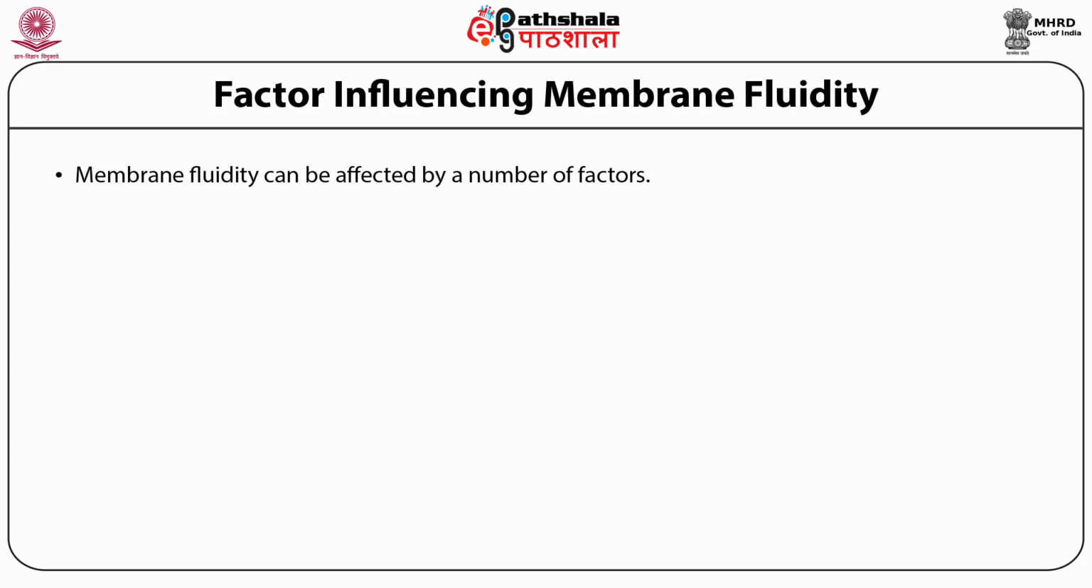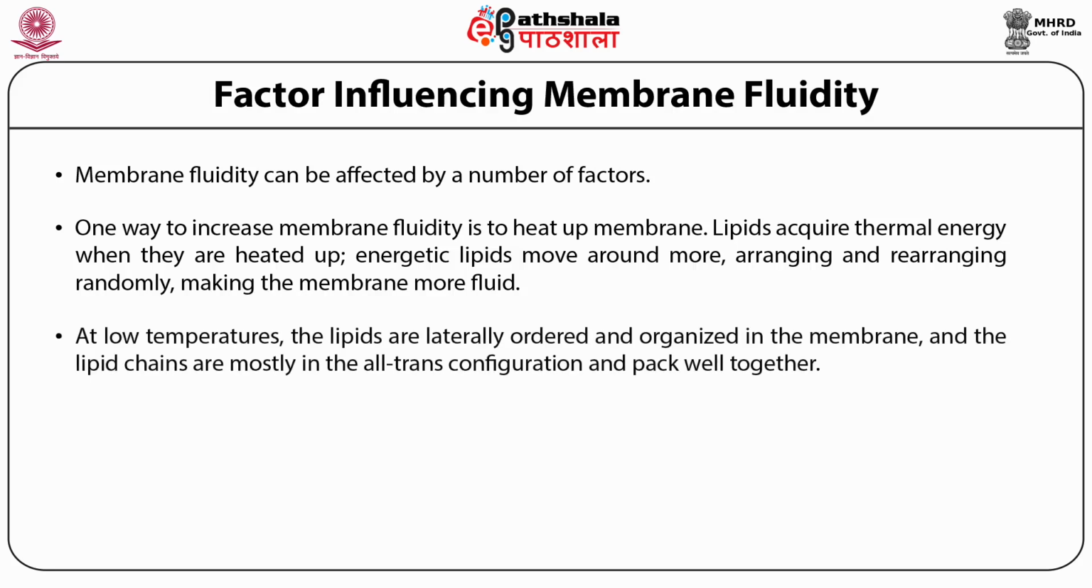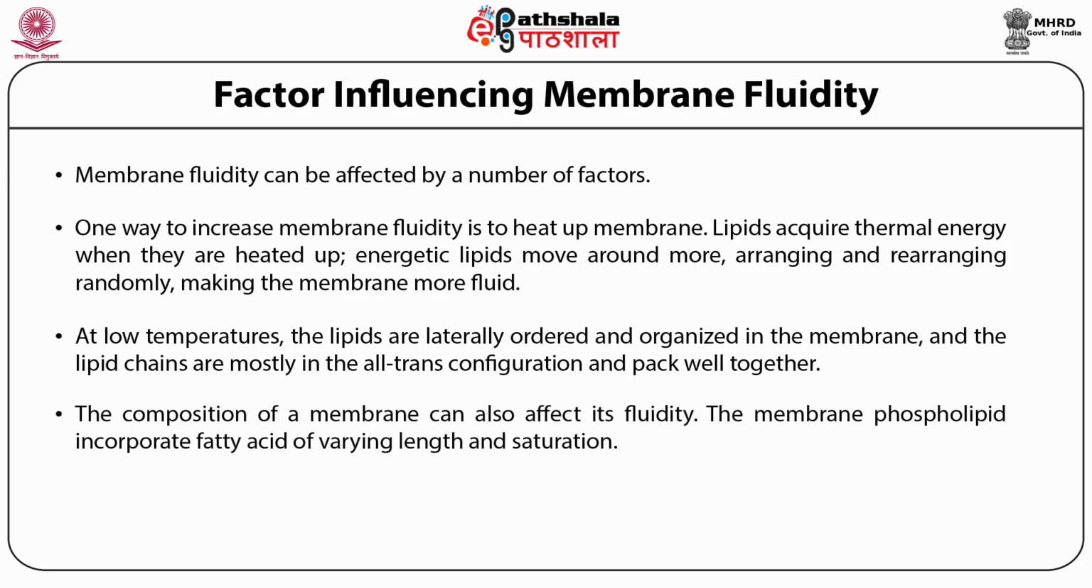One way to increase membrane fluidity is to heat up the membrane. Lipids acquire thermal energy when they are heated up. Energetic lipids move around more, arranging and rearranging randomly and making the membrane more fluid. At low temperature, the lipids are laterally ordered and organized in the membrane, and lipid chains are mostly in the all-trans configuration and packed well together. The composition of the membrane can also affect its fluidity.